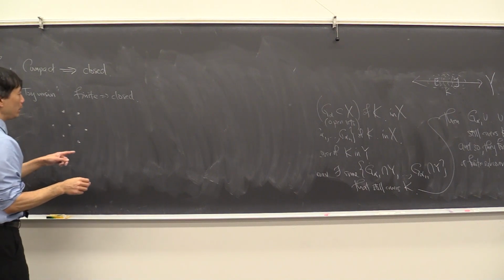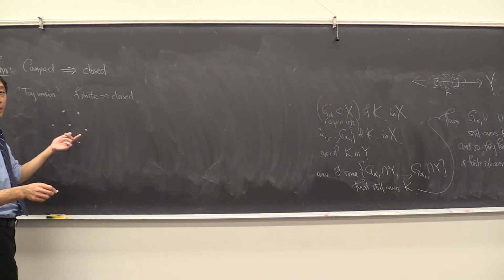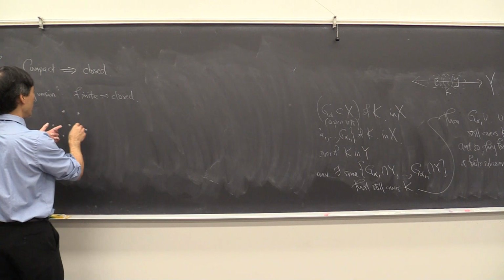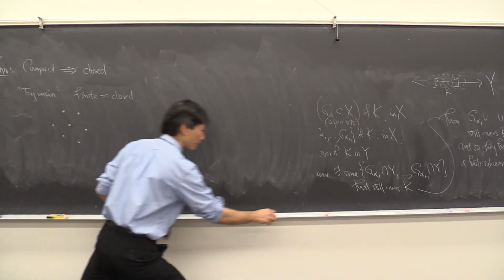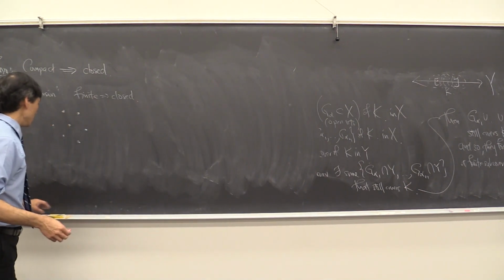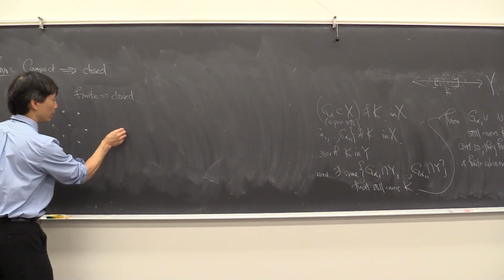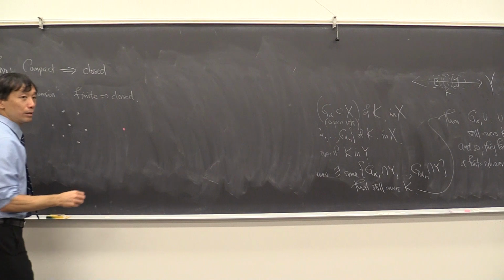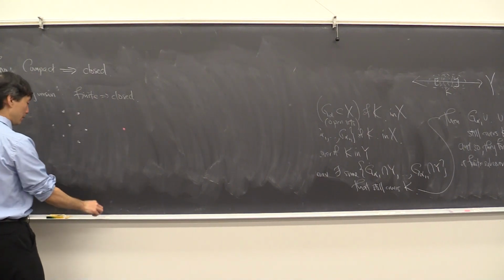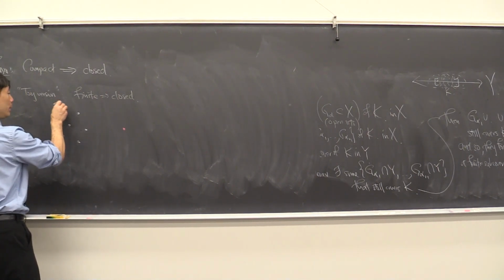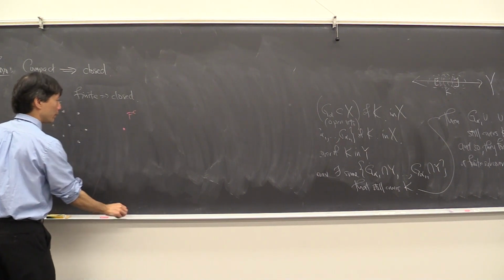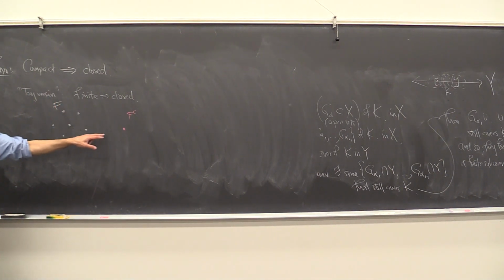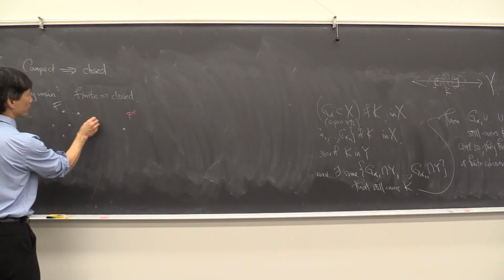So here's how we're going to do it. We're going to show that the complement is open. Here's my finite set, and we're going to do it in this funny way. We pick somebody in the complement. Here's my set F, and here's somebody in F complement. We want to show that F complement is open, and the way we're going to do it is we're going to take distances.